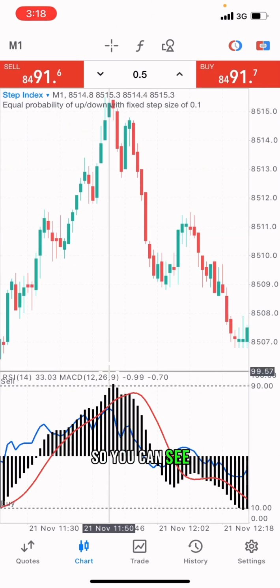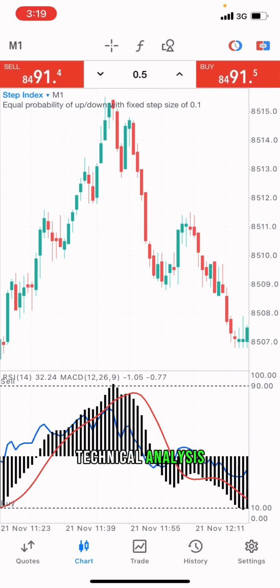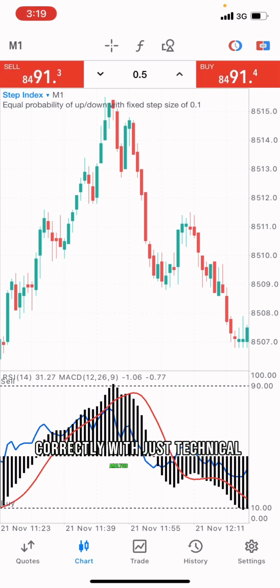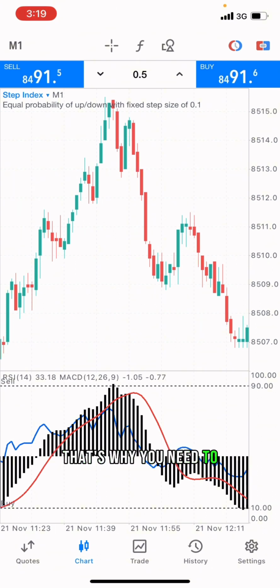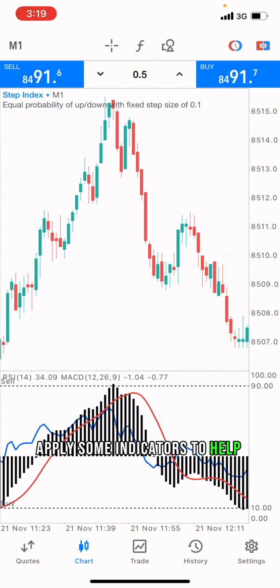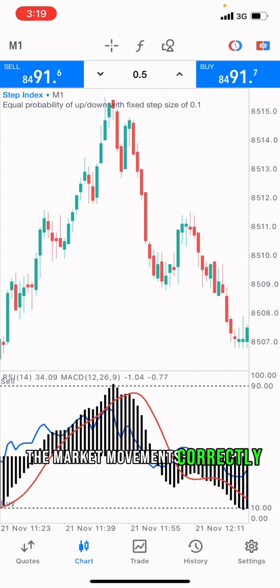So you can see the accuracy of these indicators helping us to predict the market trend more successfully than technical analysis. You can trade the market with technical analysis, but it won't always give you a good trade, because you can't see the levels of the market correctly with technical analysis alone. That's why you need to apply some indicators to help you see the market movement and the trend of how the market is going, whether it's going in a buy or a sell, an uptrend or a downtrend.